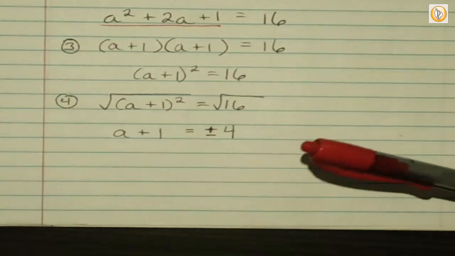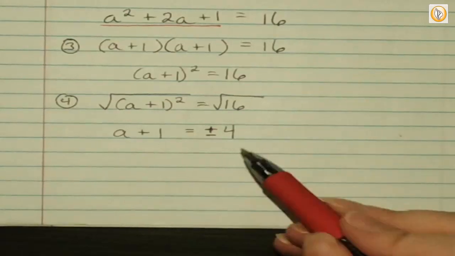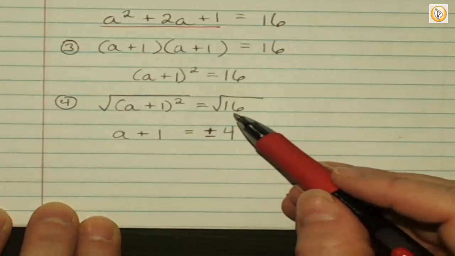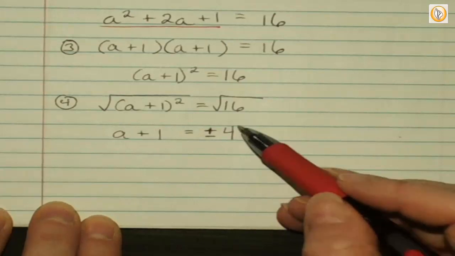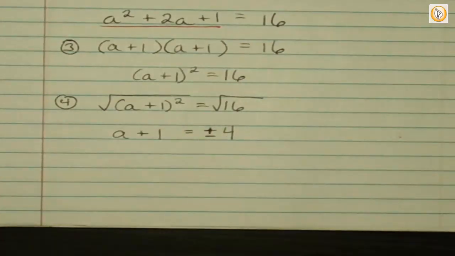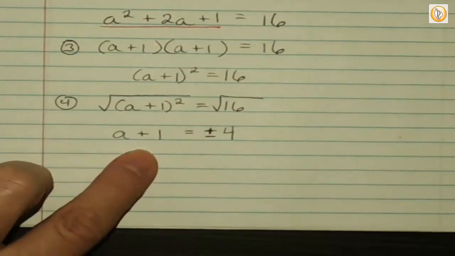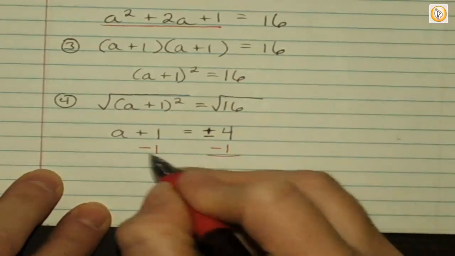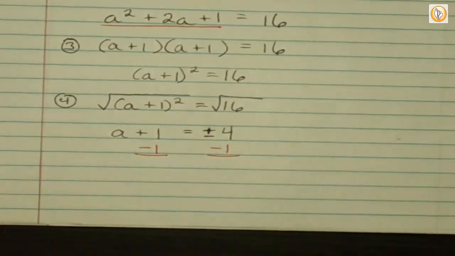And I get it. The reason that we have to put positive negative is because negative 4 times negative 4 does give us a positive 16, just like positive 4 times positive 4 gives us 16. So with these problems we need to go slow and steady. Now, just like yesterday, we've got to move this over. So we're going to subtract 1 on both sides. Now, step 5.